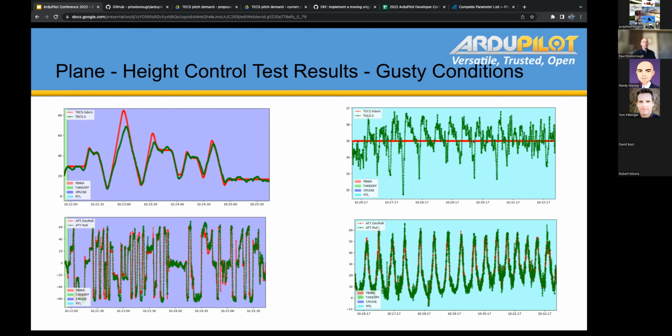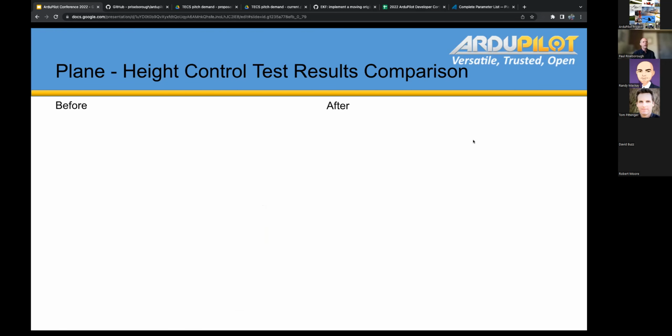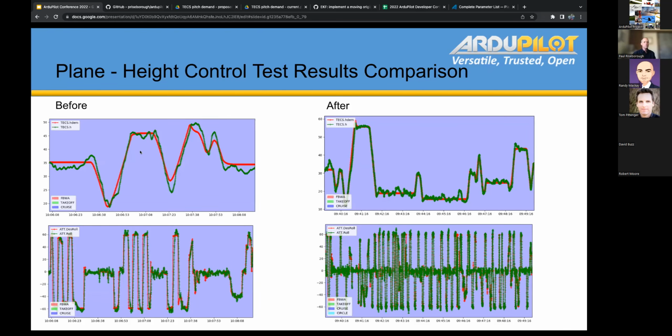So the question is, maybe this is just a very good plane. What does it look like if you fly the old algorithms? So I did that too, where I can turn them on and off with the parameter. And this is in more moderate wind conditions. It's hard to get consistent conditions when you're testing from day to day.